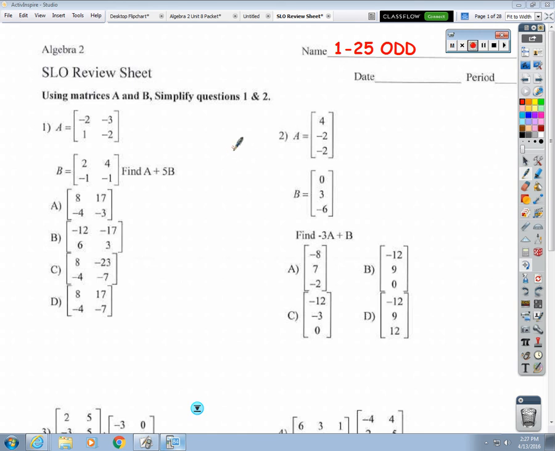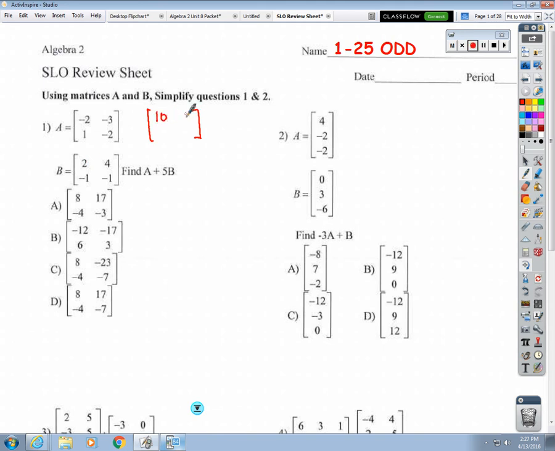Okay, using matrices A and B, simplify questions 1 and 2. They give you a matrix and name it A, and another matrix and name it B. Then they tell you to find A plus 5B. That means they want you to first multiply matrix B by 5. So I'm going to move matrix B up here, and I'm going to multiply it by 5. So Vincent, what will that make this become?